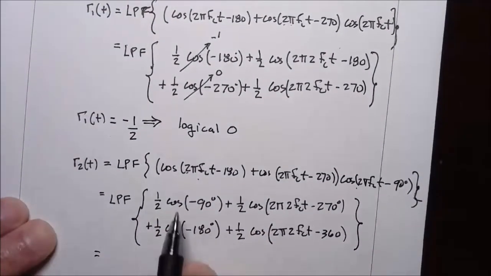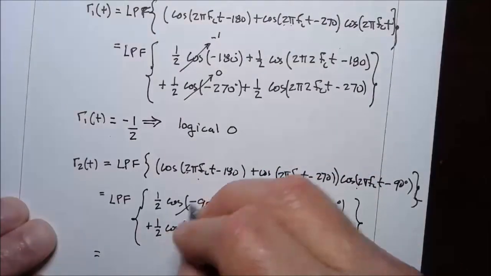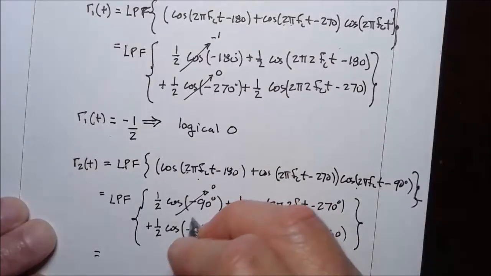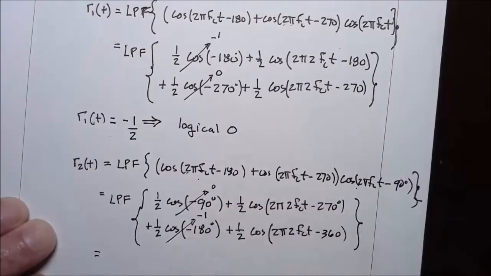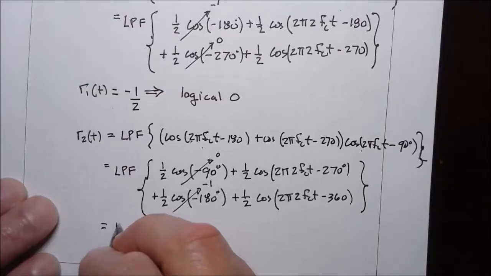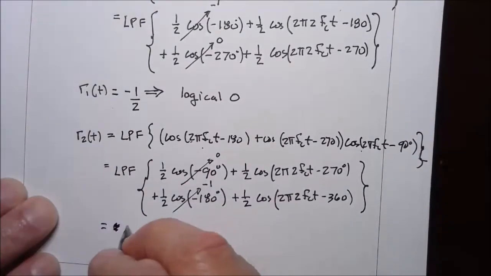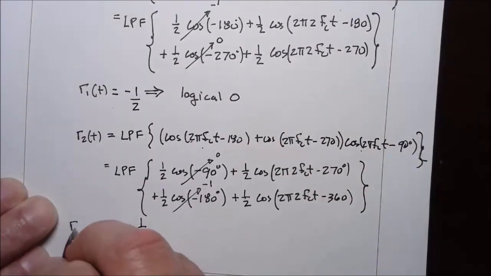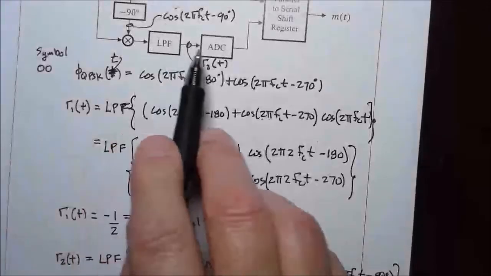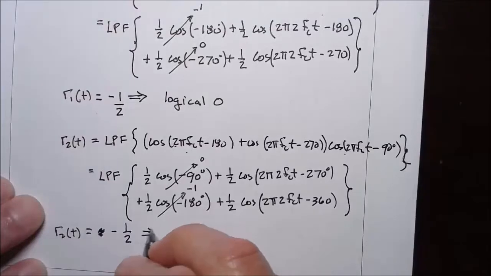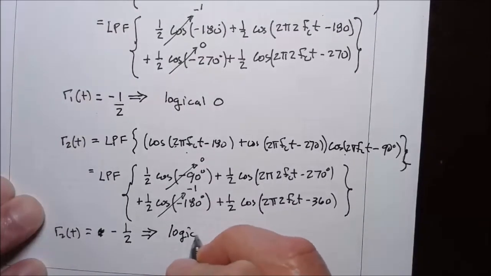So cosine of minus 90 degrees is 0. Cosine of minus 180 degrees is minus 1. The low-pass filter eliminates these two high-frequency terms. So what comes out of the low-pass filter is simply minus 1 times 1/2. So that's the signal that is applied to this analog to digital converter, and we can set that up so that it maps again to a logical 0.